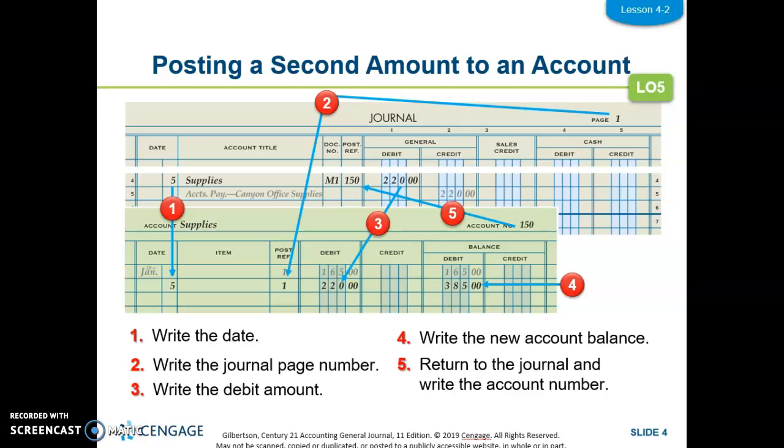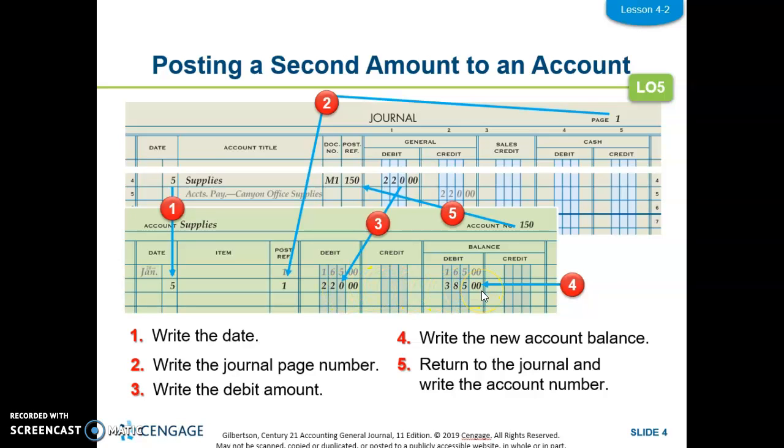Now let's look at posting a second amount to an account, so you can see how this would work. This one is from the 5th. Like in a journal, we only write the month on the first line, so we will record our date. The post reference in our general ledger is going to be the page number from the journal, so we'll put in 1. And then for this one, we have a debit of $220.